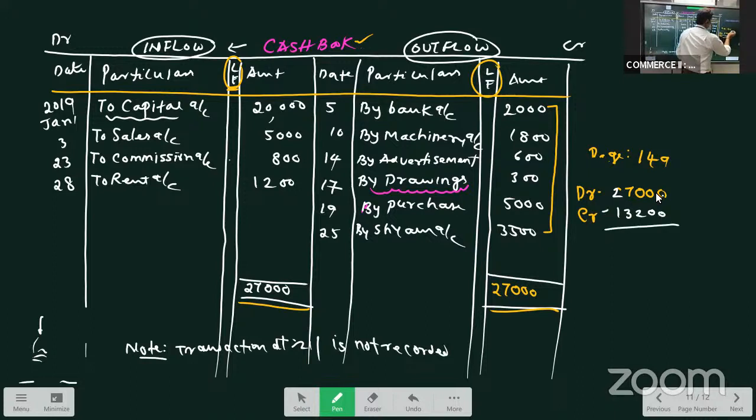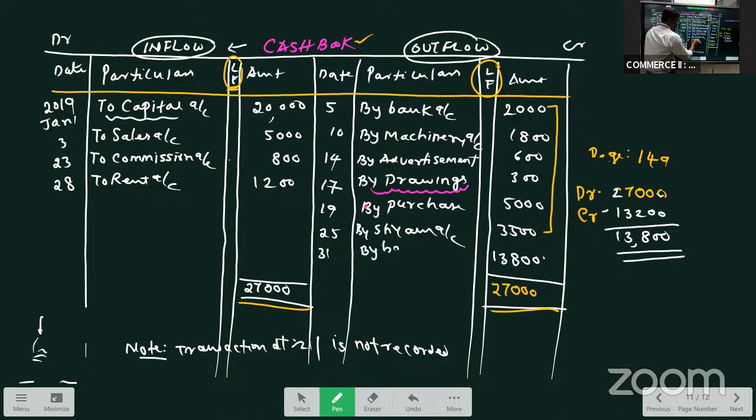Subtract 13,200 from 27,000. Answer is 13,800. This 13,800 balancing figure we will write on the deficit side. The side where the amount was less, there we will write, on the last day of the month, by balance carried down 13,800.